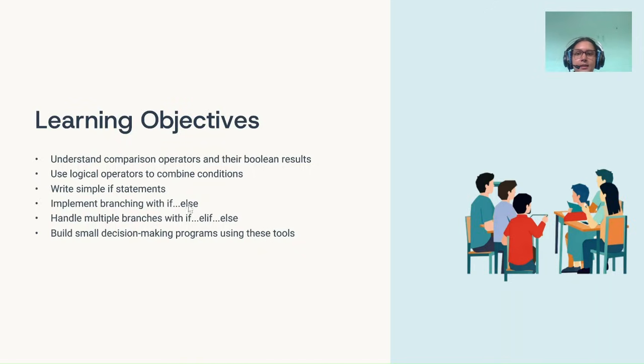This elif is basically, I'll explain it in a bit, but it's basically else if, right? In Python, we don't write else if, we write elif. If you are coming from any other programming language, you might get confused, because in other languages such as C we use else if, but in Python we write elif, right? And you should also be able to build small decision making programs using these tools by the end of this lecture.